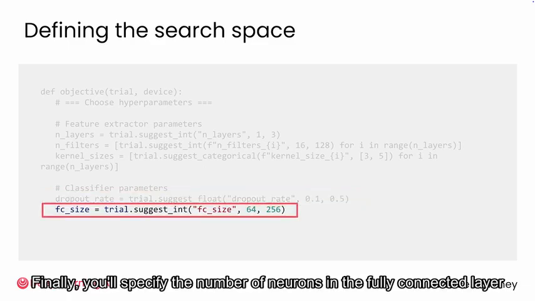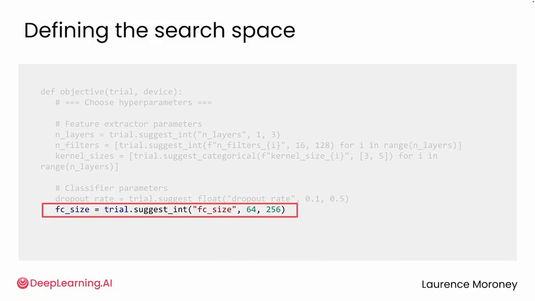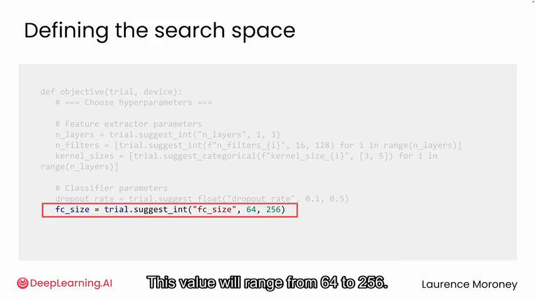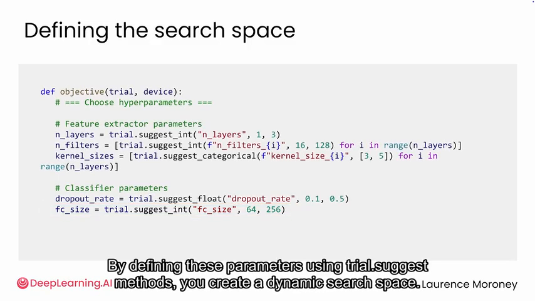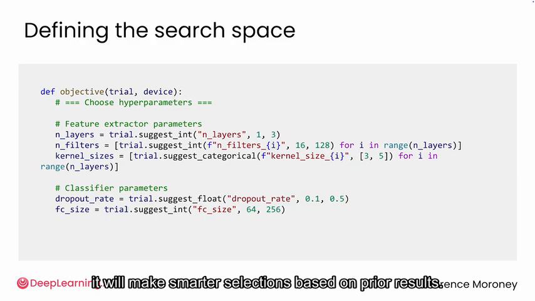Finally, you'll specify the number of neurons in the fully connected layer before the classification head, which controls the capacity for complex decisions. This value will range from 64 to 256. By defining these parameters using trial.suggest methods, you create a dynamic search space. Each time Optuna calls the objective function, it will make smarter selections based on prior results.